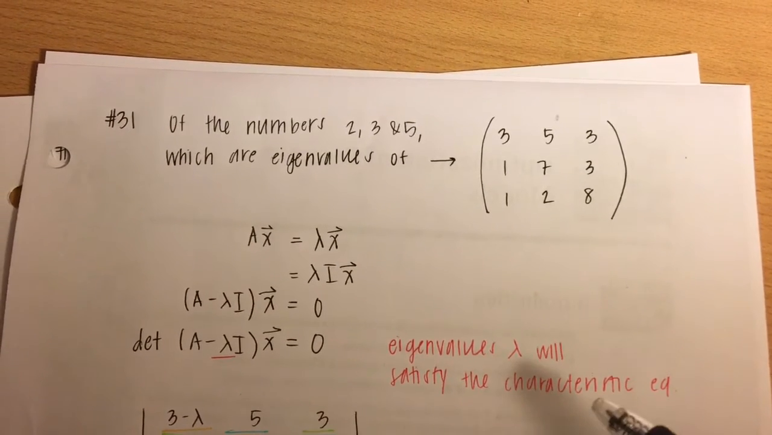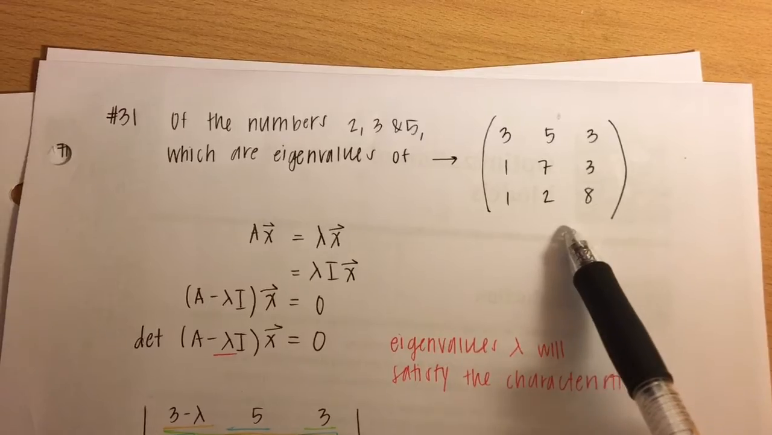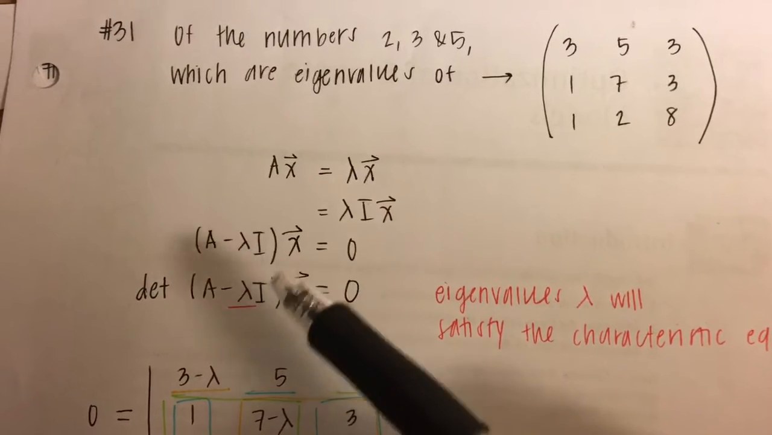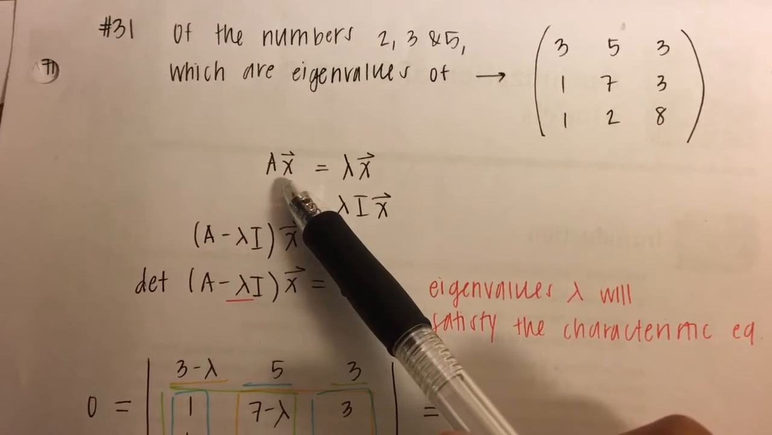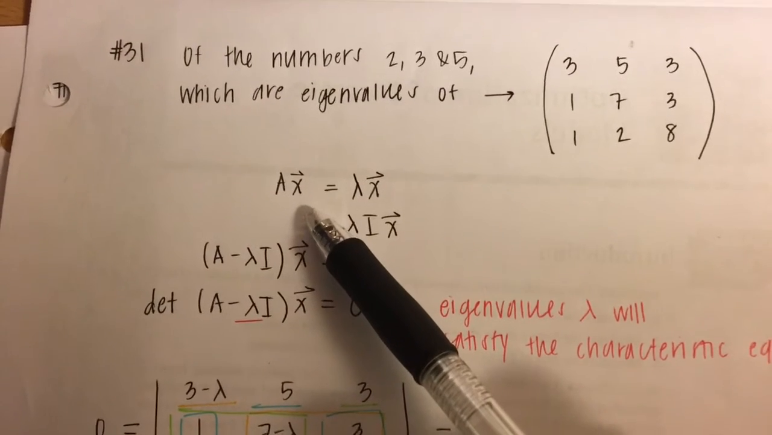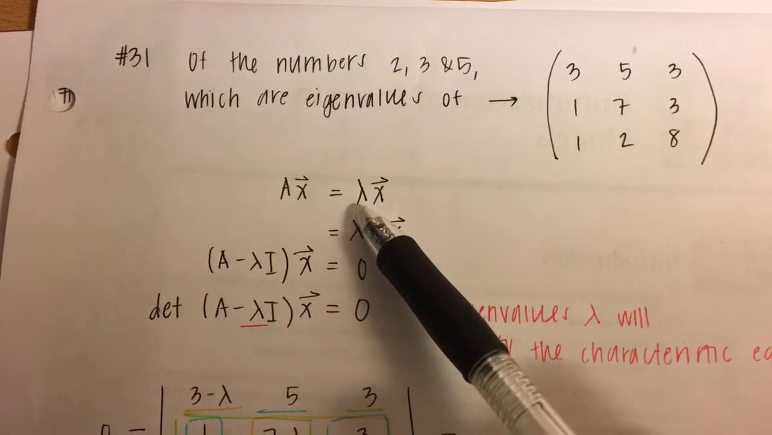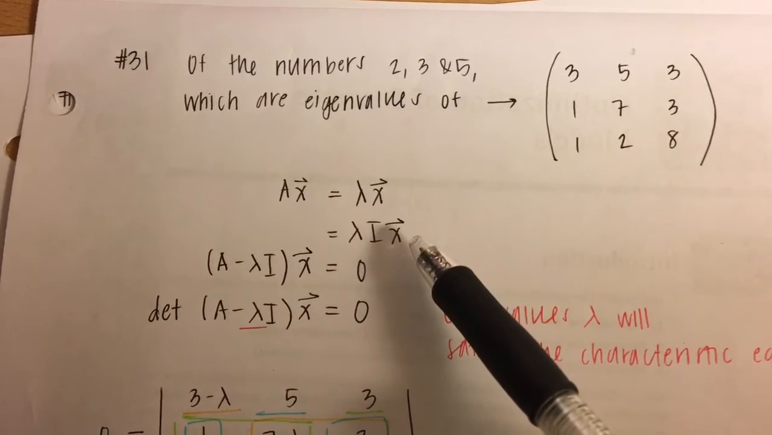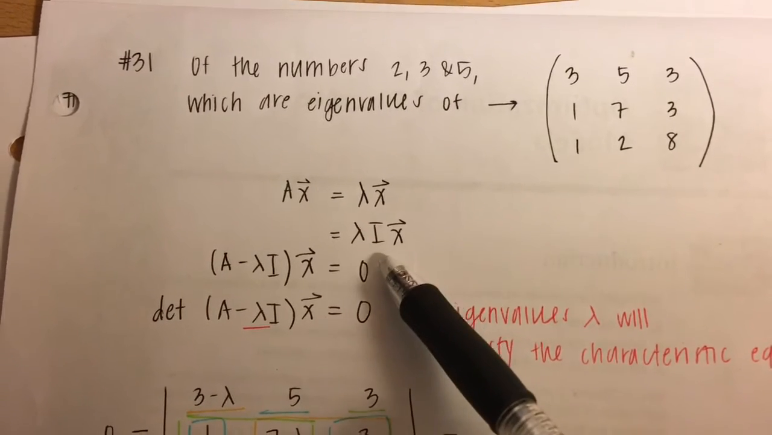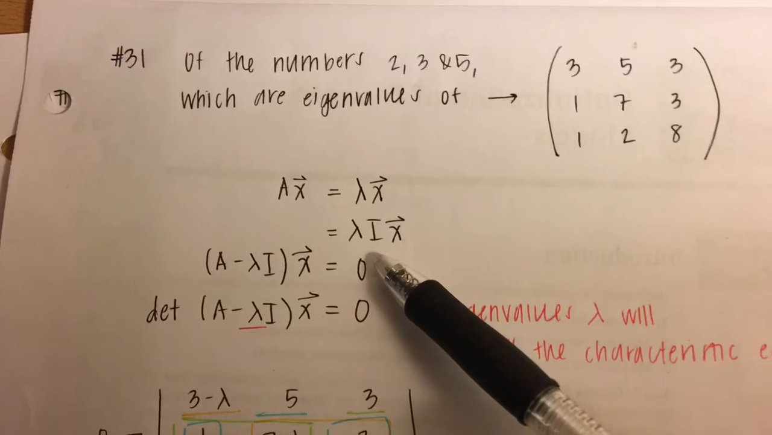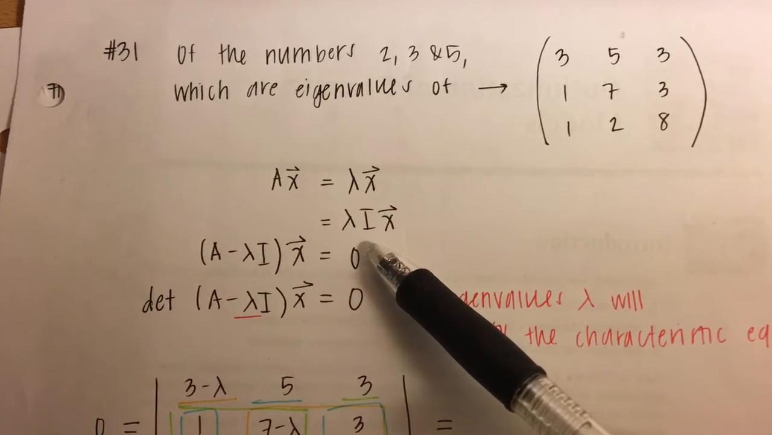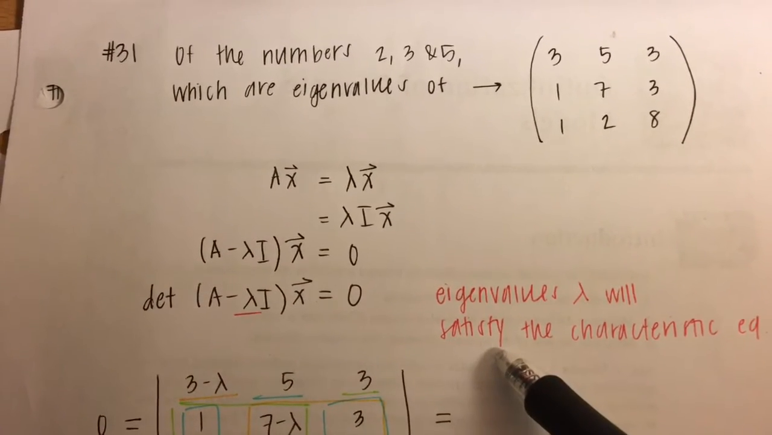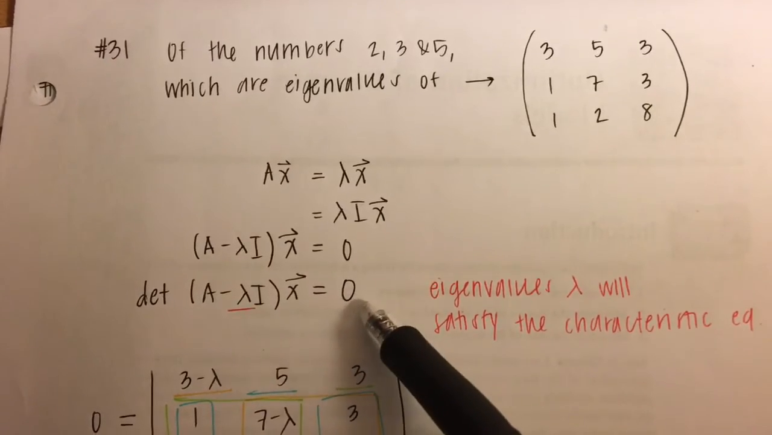So the question reads, of the numbers 2, 3, and 5, which are eigenvalues of this 3 by 3 matrix? Just some review. Lambda is an eigenvalue of A if and only if the matrix A multiplied by a non-zero vector is equal to the eigenvalue times that same non-zero vector. So when we include the identity matrix and move these terms around, we get this equation that's equal to 0. Now this equation is true for some non-zero vector if the determinant is 0. And so the eigenvalues are going to satisfy the characteristic equation when we expand the determinant.